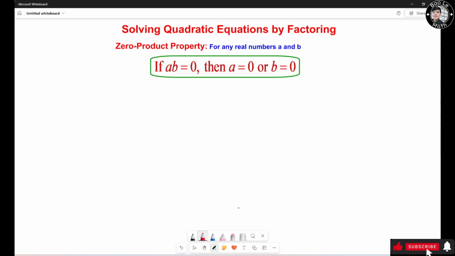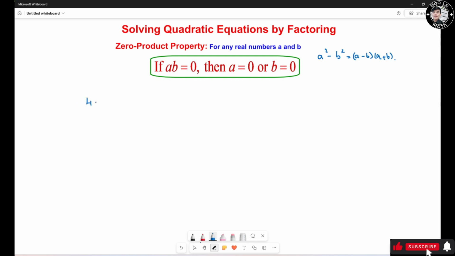Now, in order to solve quadratic equations by factoring, the right hand side must be equal to 0, right? Keep that in mind. If the right hand side is not 0, you need to move every single thing on the right hand side to the left hand side to make the right hand side equal to 0. Now let's move on to the next example.